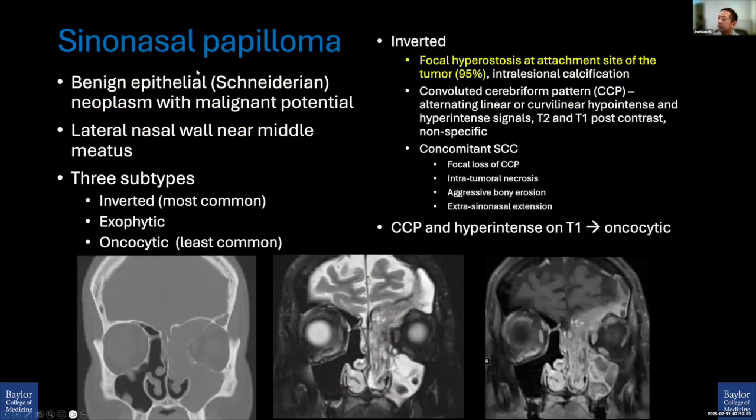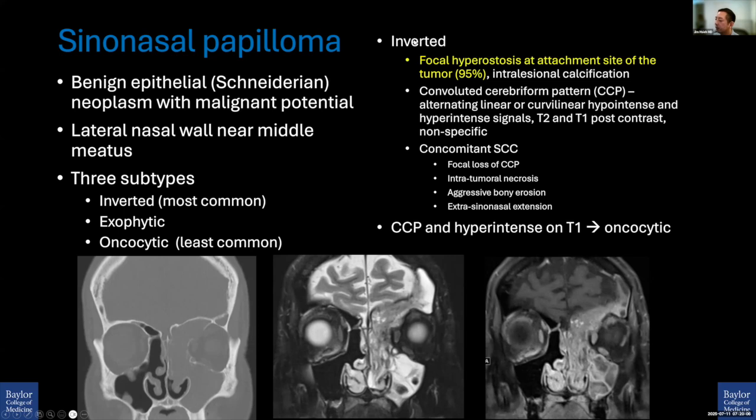Sinonasal papilloma is another benign neoplasm I want to talk about. These are benign neoplasms arising from the Schneiderian epithelium with malignant potential. The characteristic site of origin is the lateral nasal wall near the middle turbinate. There's a male preponderance, and there are 3 subtypes. Inverted papilloma is the most common. That's what you've probably heard of the most. Exophytic and oncocytic, which is the least common.